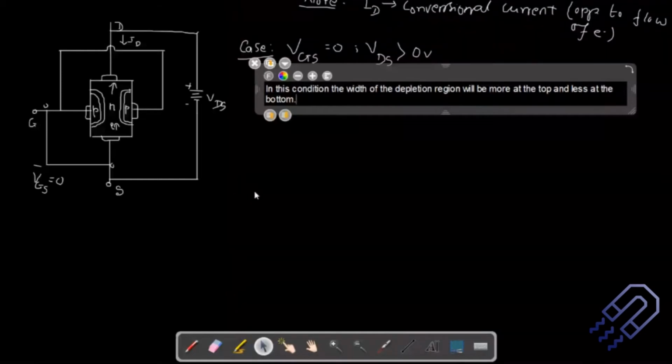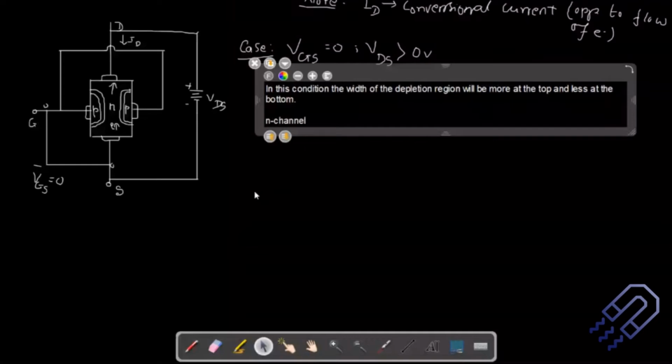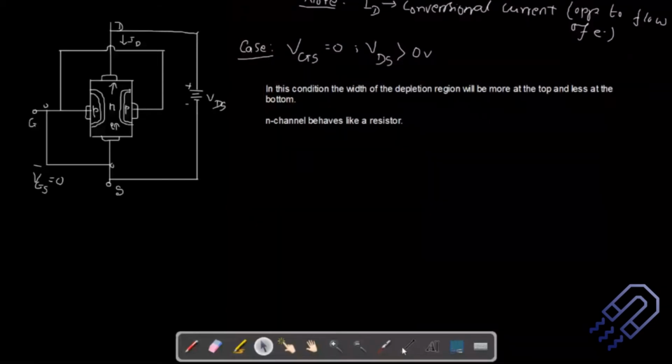Here, what you need to notice is that this N channel behaves like a resistor. Let's try to understand this from a diagram that we're going to draw. Let's draw four resistors here. Let me say one, I will take one more here, one more here, and then maybe one at the bottom. So let me just draw some resistors here.